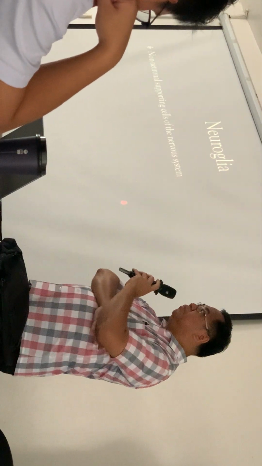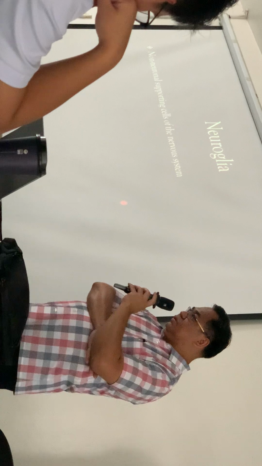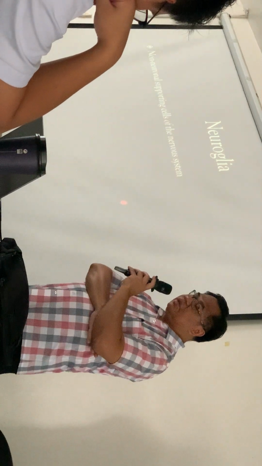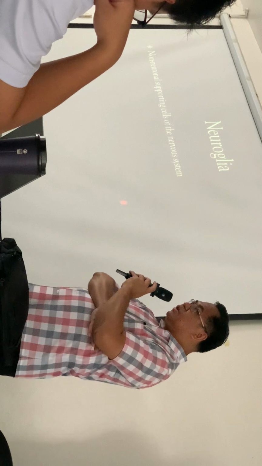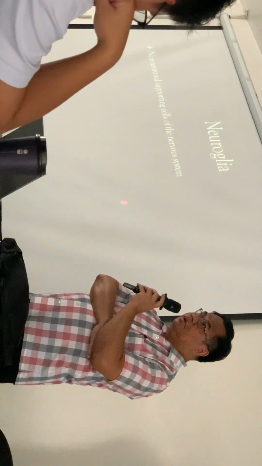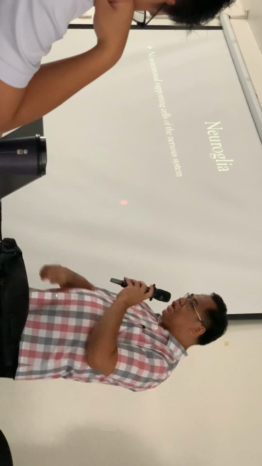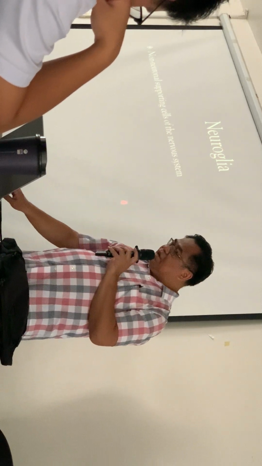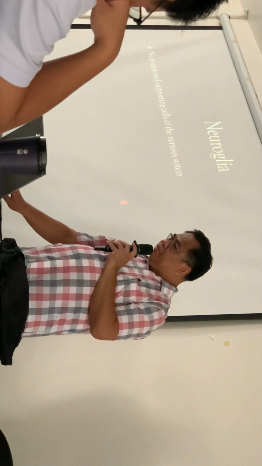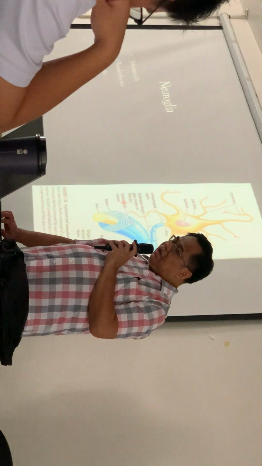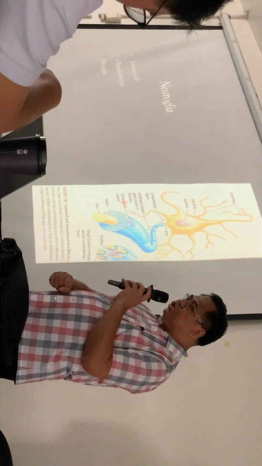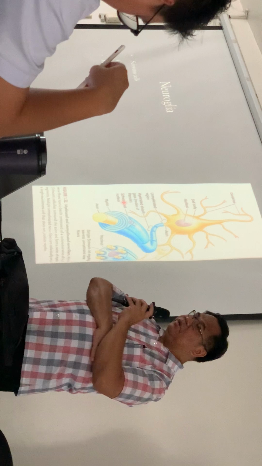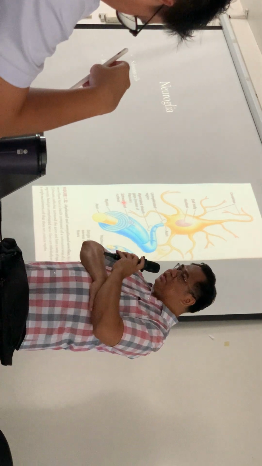So aside from neurons or nerve cells, we also have supporting cells in our nervous system. And these supporting cells are collectively called the neuroglial cells. They are the supporting cells. They do not send signals, but they support the neurons. And examples of neuroglia are Schwann cells, oligodendrocytes, and microglia.